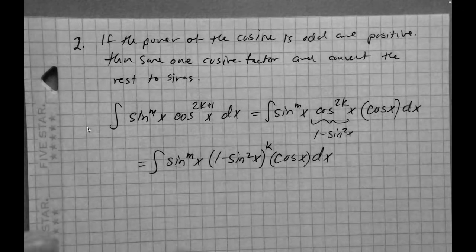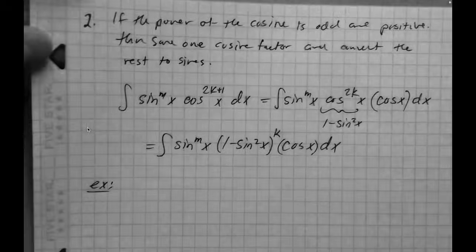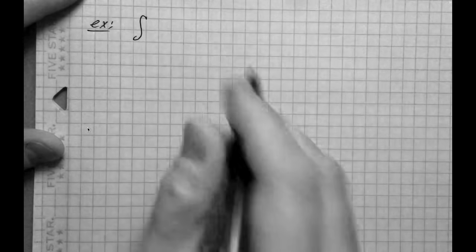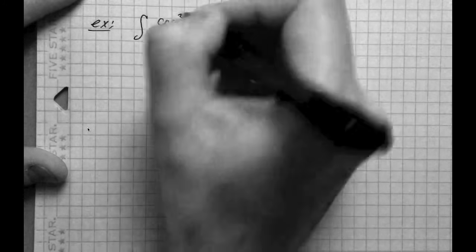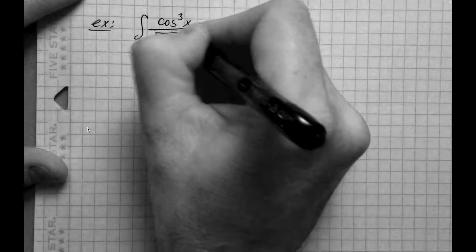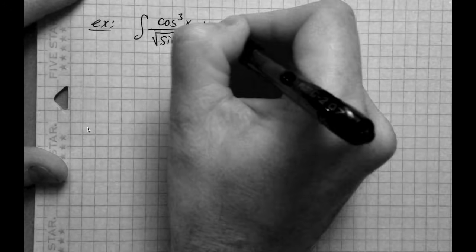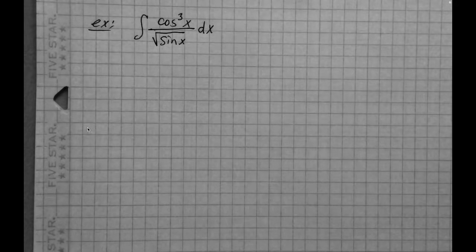Okay, let's see an example where this is employed. Now, again, this is very similar to the example that we previously did. So let's work on a slightly harder integral. So what about an integral like this? This would be cosine to the 3rd power of x divided by the square root of sine x. Okay, so this isn't going to be quite as straightforward as the previous example.